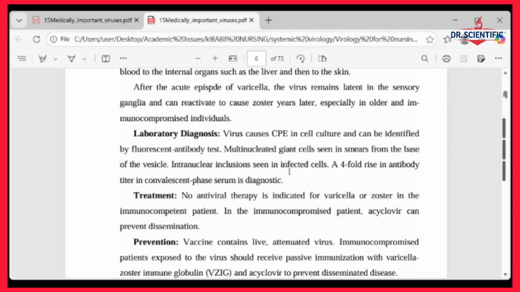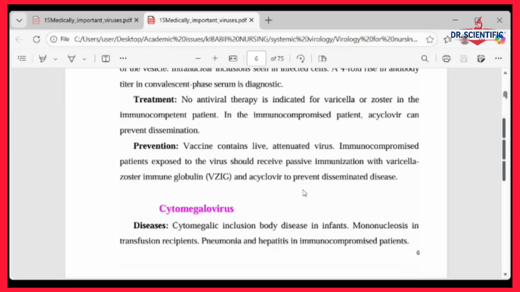Research shows that there is no antiviral therapy recommended for varicella or zoster in the immunocompetent patient. But in the immunocompromised patient, acyclovir can be used to prevent dissemination, or the spread. Ideally, you can only manage the clinical symptoms, but with time this virus is supposed to clear, except for those which have remained latent inside the cells.